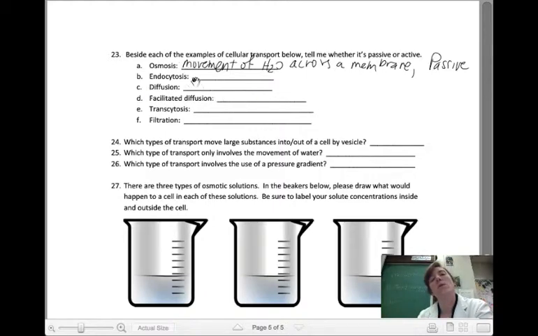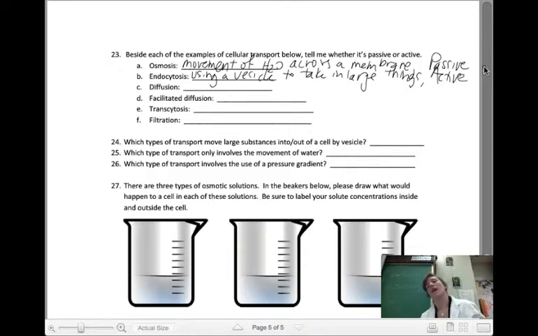Endocytosis is where we are using a vesicle, or that little bubble, to take in large things inside the cell. And that's going to be active, because the cell actually has to reach around and engulf whatever it's taking in that's large. Diffusion is where we're mixing two things based on random movement, so that's passive. Facilitated diffusion is just diffusion with help, and because it's still just a type of diffusion, it's also passive.